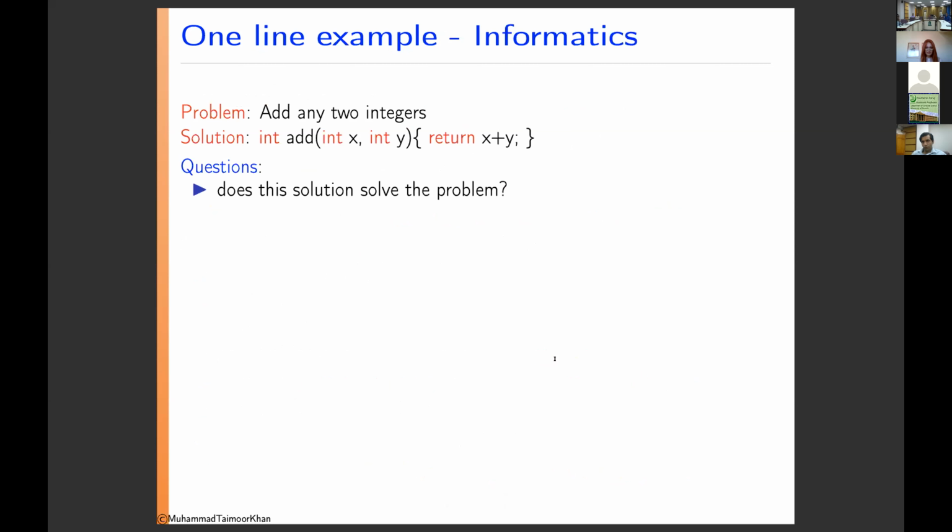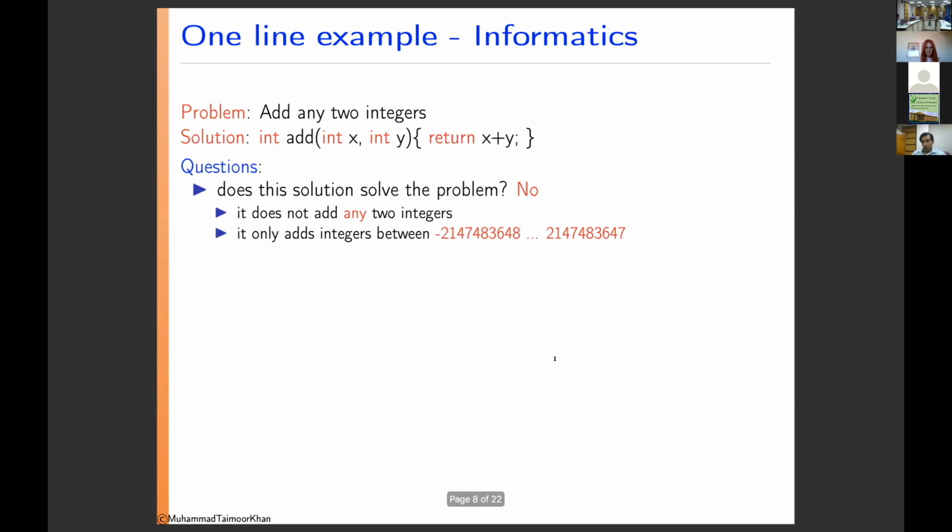Nowadays, a high school boy can write the same code. If I ask a program to add 2 integers, I will find this simple one-liner solution where I will write, yes, please return x plus y, and that's it. Now I will start asking some weird questions. Of course, you are not bound to answer, but does this solution solve the problem of adding 2 integers?